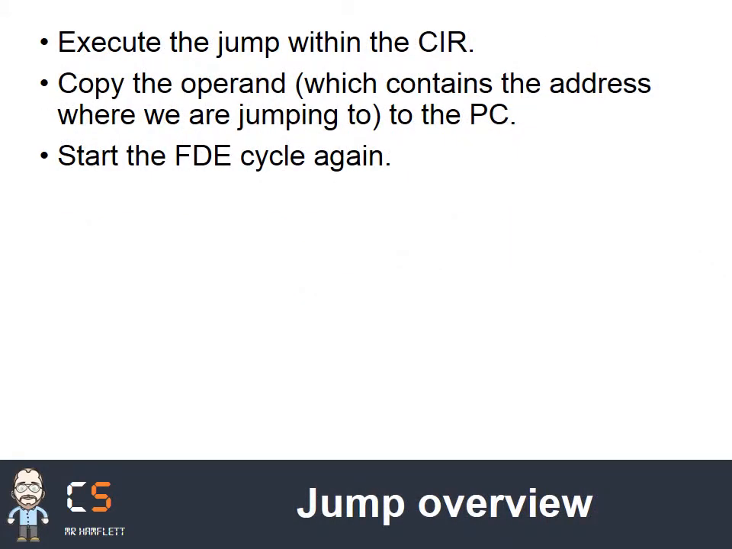So if I execute jump commands, the operand, which will contain the address of the instruction I'm going to be jumping to, is copied over to the PC, and then we start the FDE cycle again. Okay, so one of the key problems with a jump command is that any fetches I've done up to that point, so remember while I'm executing one command, I fetch the other one, that extra fetch I've done is going to be lost. So we lose the benefits of the pipeline.